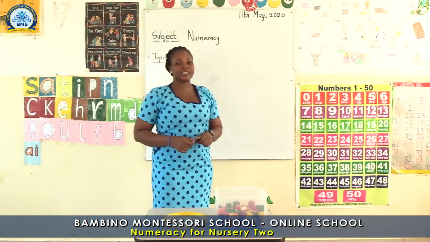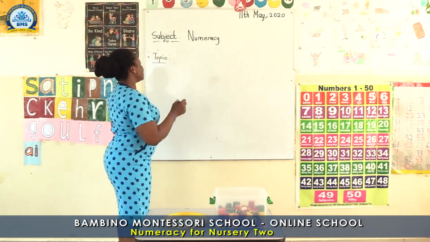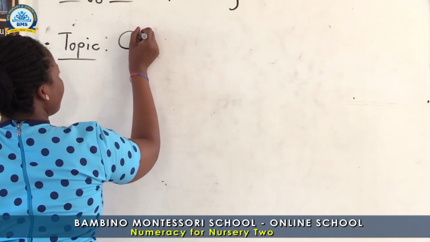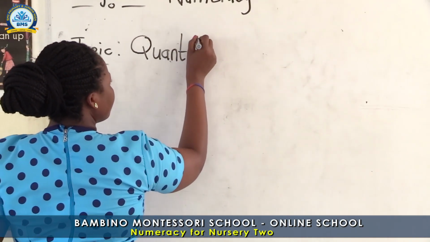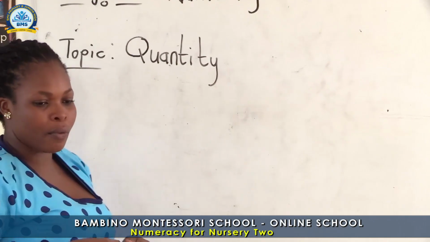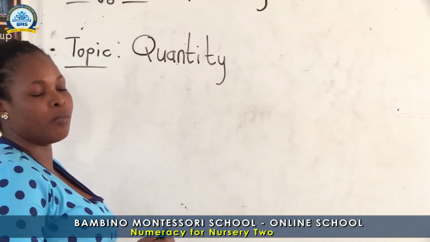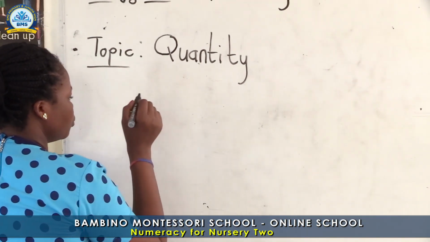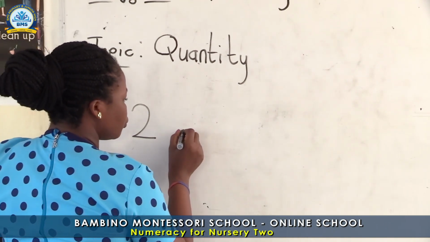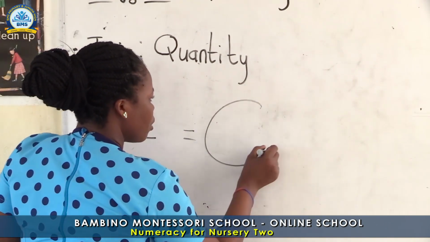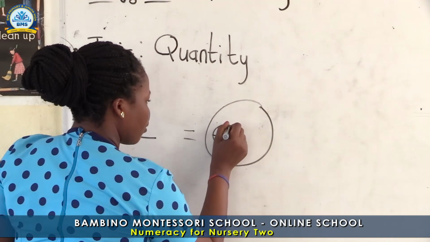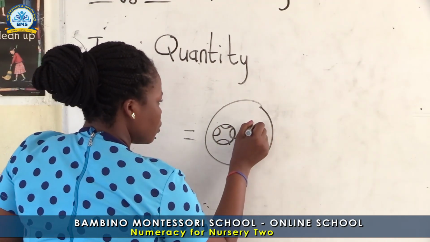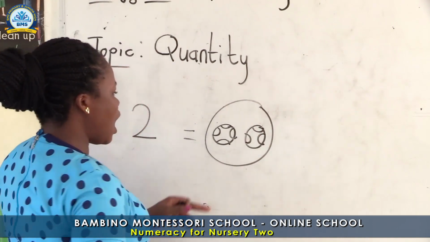Next on our subject is quantity. We have quantity. Good. So now we are going to draw some number of objects to match the number we have on the board. What number is this? 2. So how many objects am I supposed to draw in the circle? How many objects? 2. So I have 2 balls here.